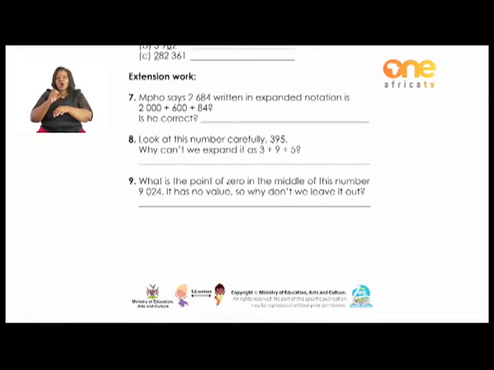Number 9024. It has no value, so why don't we leave it out? So you have to give a reason there. So number 8 and 9, you have to give a reason. You have to go through what I have said and pick up the reason.